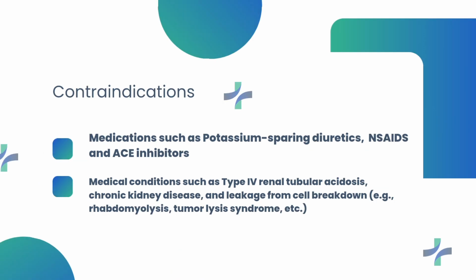As potassium chloride is used to increase body potassium content, its use with other drugs that achieve this outcome is contraindicated. Examples of such medications include potassium-sparing diuretics, nonsteroidal anti-inflammatory drugs, and angiotensin-converting enzyme inhibitors. Certain medical conditions involve hyperkalemia as part of their pathophysiologies. As such, potassium chloride use in these cases is contraindicated. Examples of notable conditions that involve hyperkalemia include type 4 renal tubular acidosis, chronic kidney disease, and leakage from cell breakdown, such as rhabdomyolysis, tumor lysis syndrome, etc.